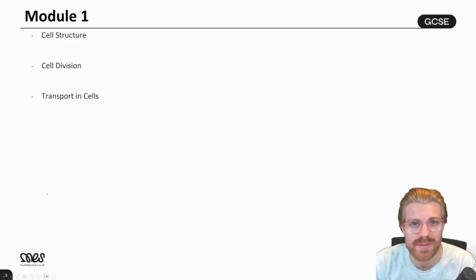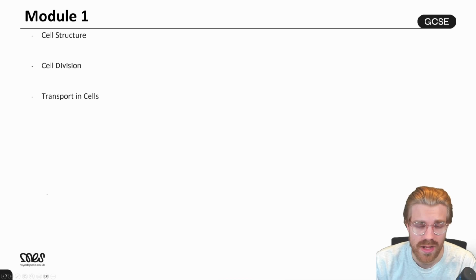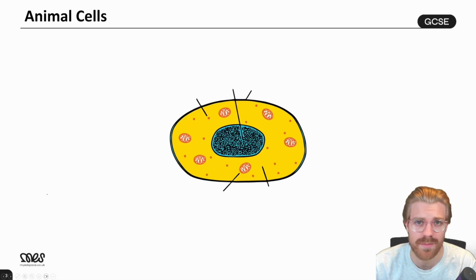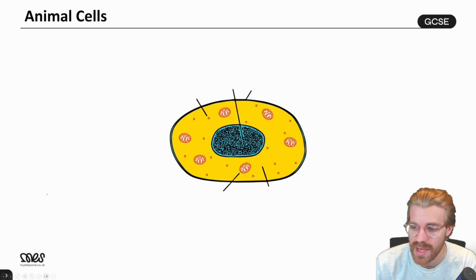Now, Module 1 is broken up into three main parts. Our first part is cell structure, then we have cell division, and then we have transport in cells. So let's start with our cell structure. Our first example of a cell is the animal cell here. And we're going to go through and label each part of our animal cell.